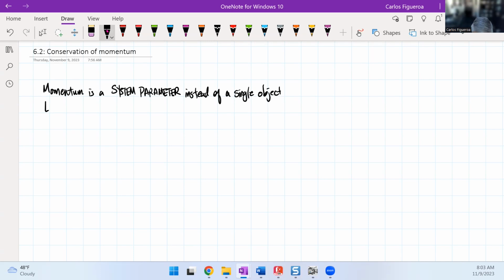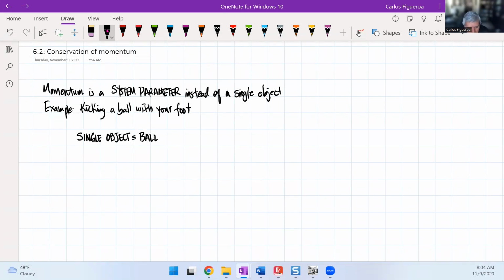So as an example here, let's think about kicking a ball with your foot. And I know that seems kind of obvious to say, kicking a ball with your foot, but what do I really envision when I see this? Most people, they see a single object. And in this case, it's going to be the ball.